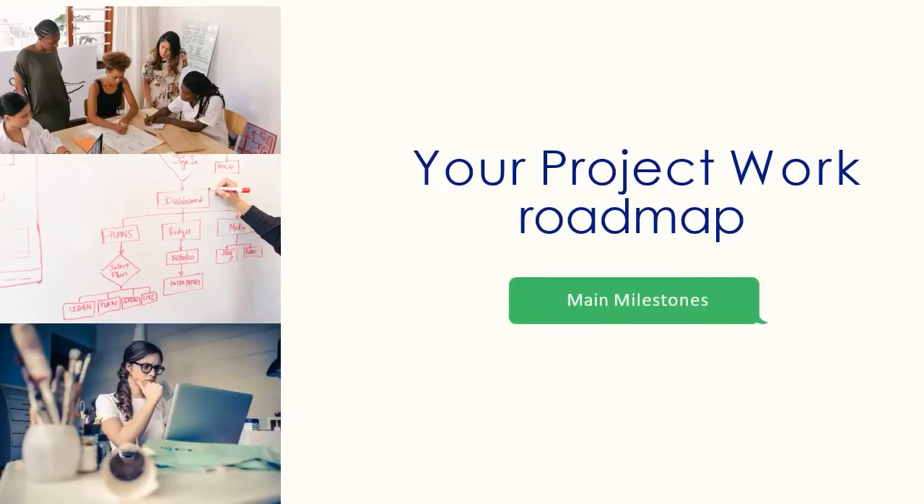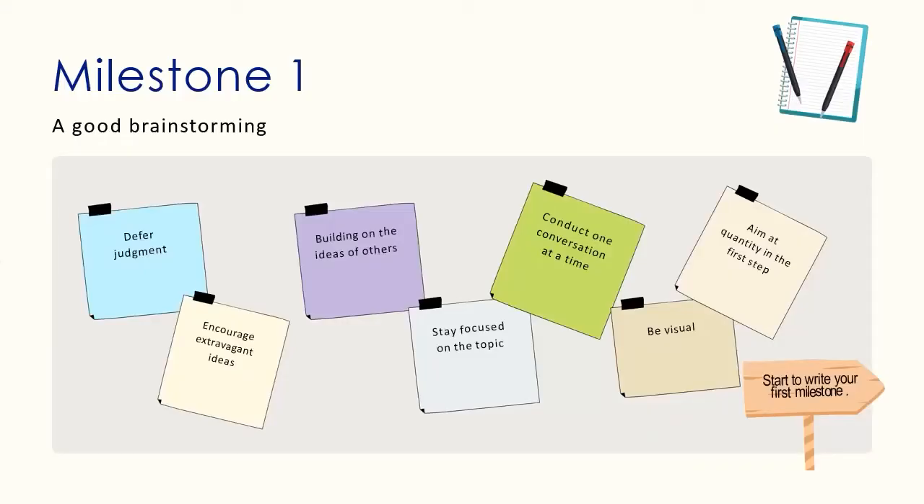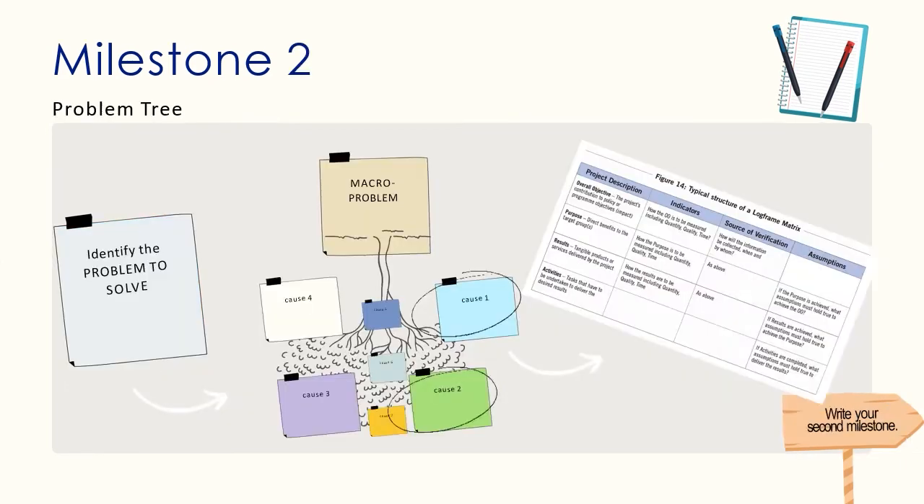Now define together your project work roadmap. Let's see the main milestones. Milestone number 1. Start with a good brainstorming. What are the main rules? Defer judgment. Encourage extravagant ideas, building on the ideas of others. Stay focused on the topic. Conduct one conversation at a time. Be visual. Aim at quantity in the first step. If you want to follow the design thinking approach, this is the moment of empathy, to investigate the target and prepare questionnaires.